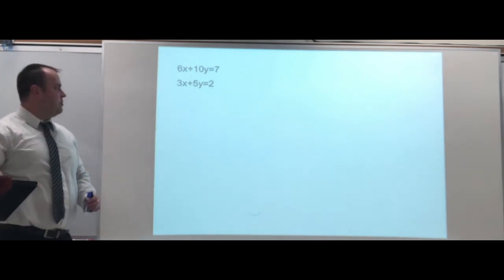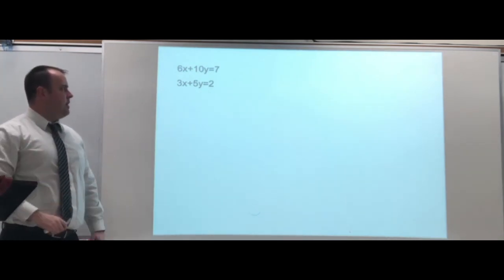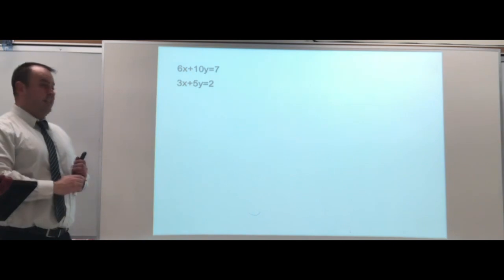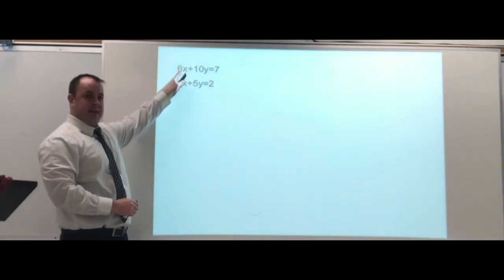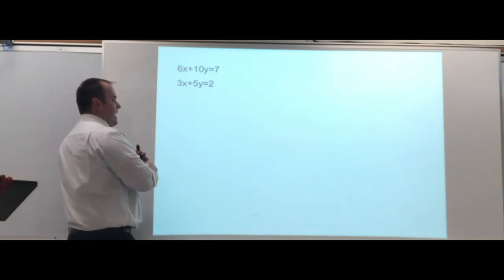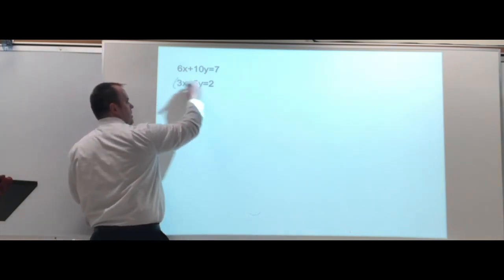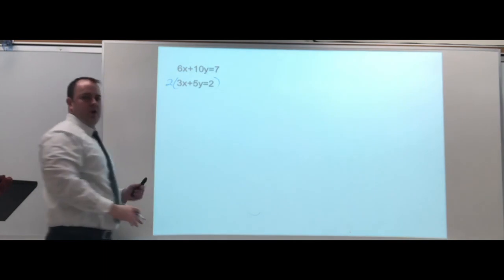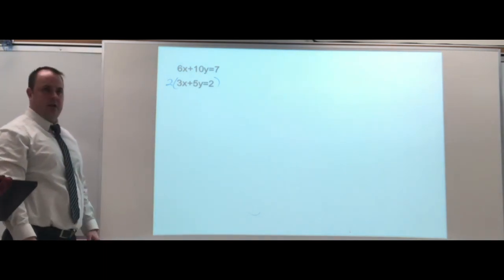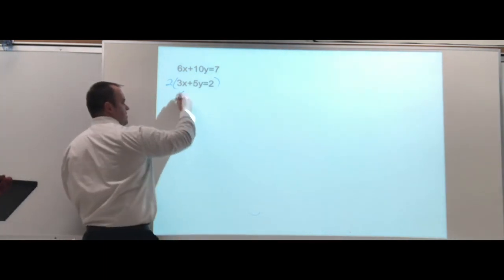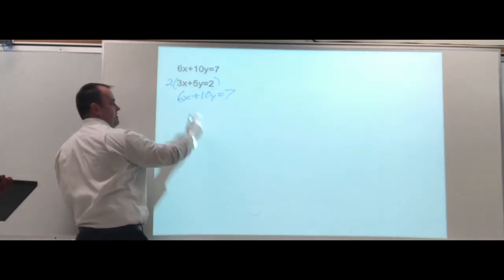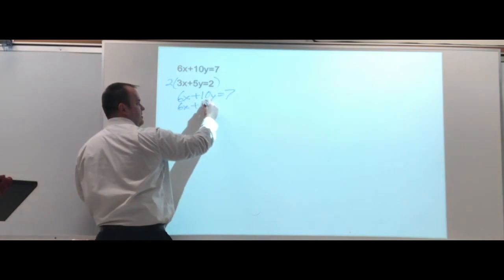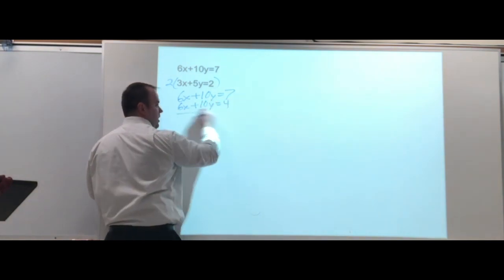Here we have 6x plus 10y equals 7, and 3x plus 5y equals 2. Now with this one, I see I have 6 and 3. I'm not going to multiply that top equation; I'm going to leave that. I am going to multiply my bottom equation by 2. And this is showing that you don't have to multiply both equations. 6x plus 10y equals 7 stays exactly the same. The bottom becomes 6x plus 10y equals 4.